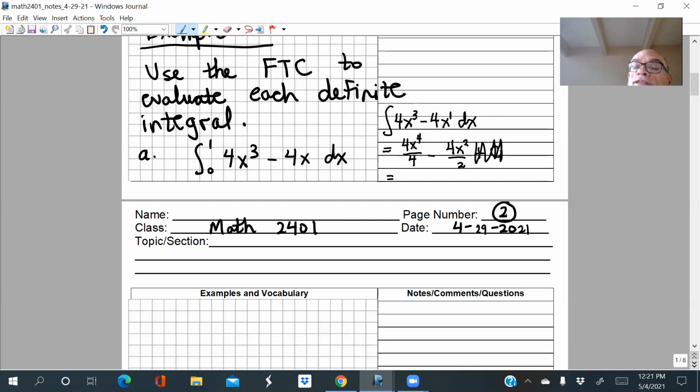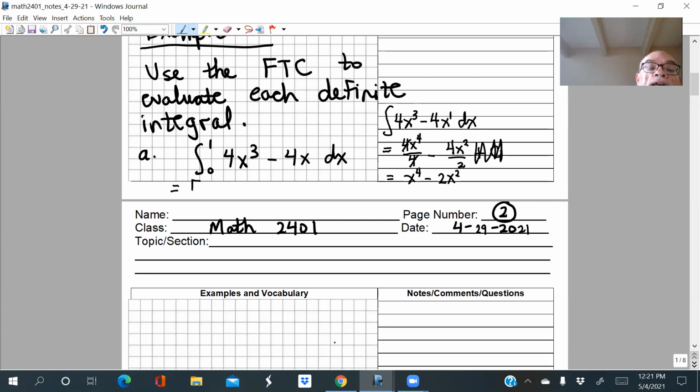Let's reduce this now. The 4's divide out, so you get x to the fourth power minus, and 2 goes into 4 twice, so you get 2x squared. There is our antiderivative. That's step 1. Now, what do we do with the antiderivative? Here's the great part. All you have to do is take your upper limit of integration and your lower limit of integration and plug those into your antiderivative. You evaluate your antiderivative at the upper limit and the lower limit, and then take the difference.